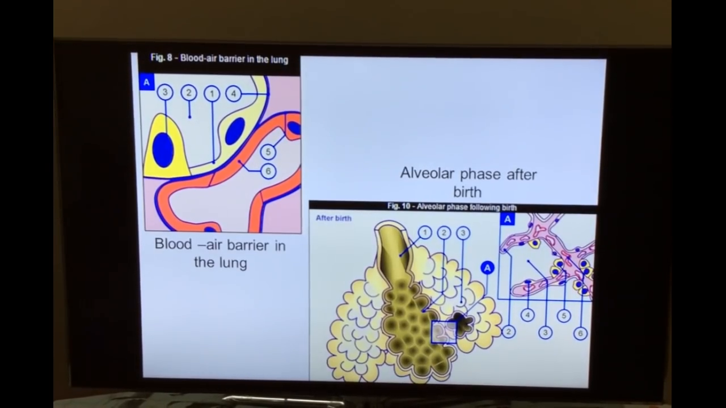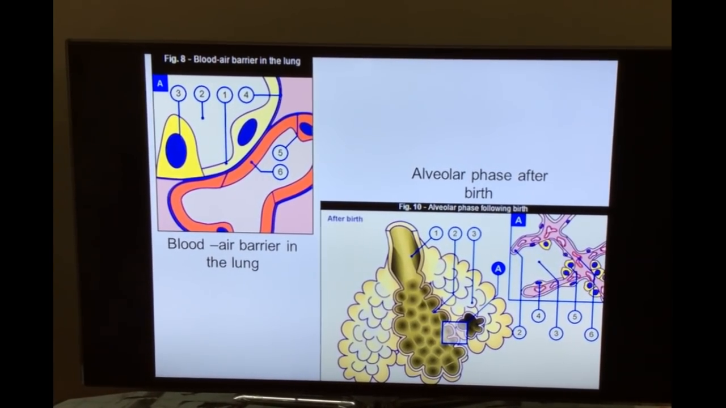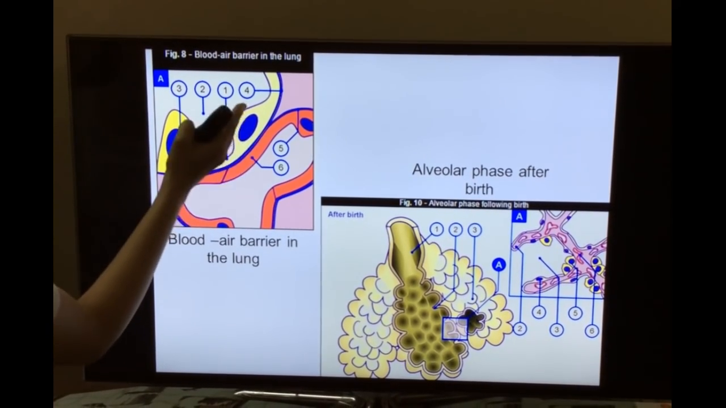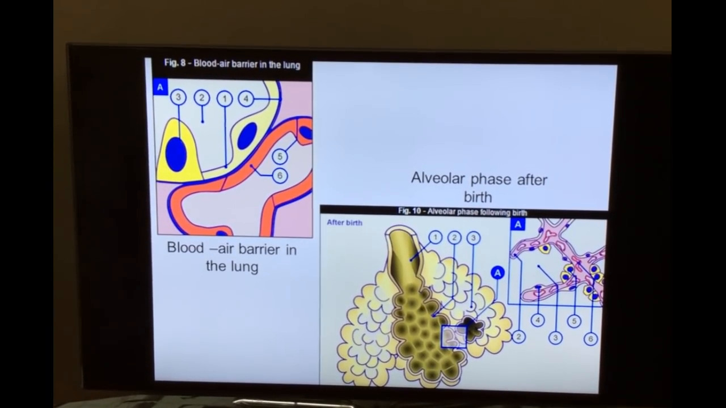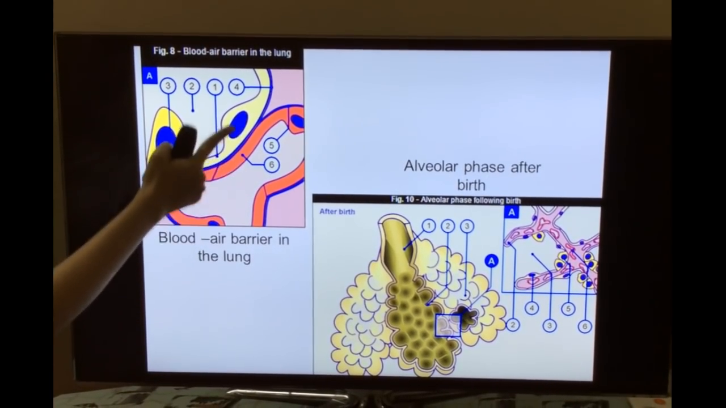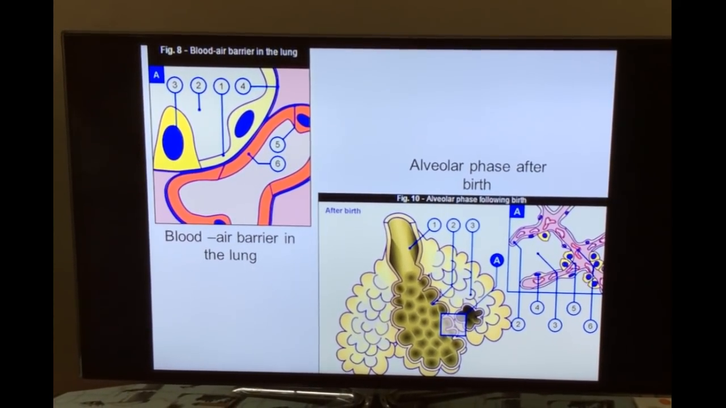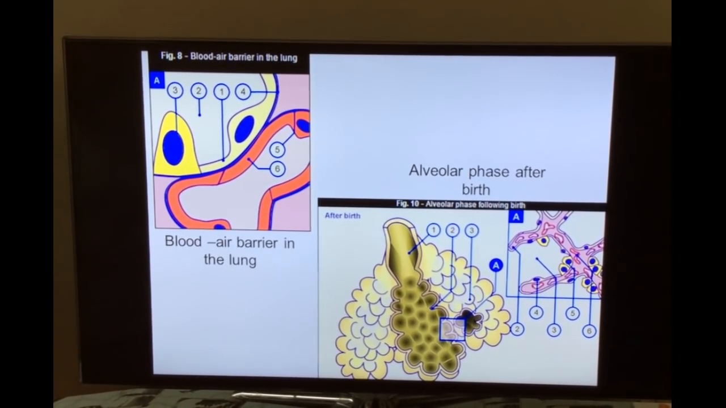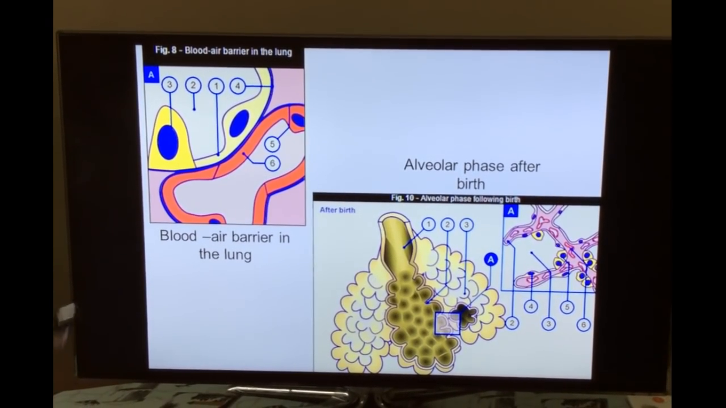Okay. So this is again a picture. The barrier is formed when the capillaries are in contact with the alveoli. So this is the type 1 alveolar cells. This is the endothelium forming a blood-air barrier in the lung where the exchange of gases takes place.